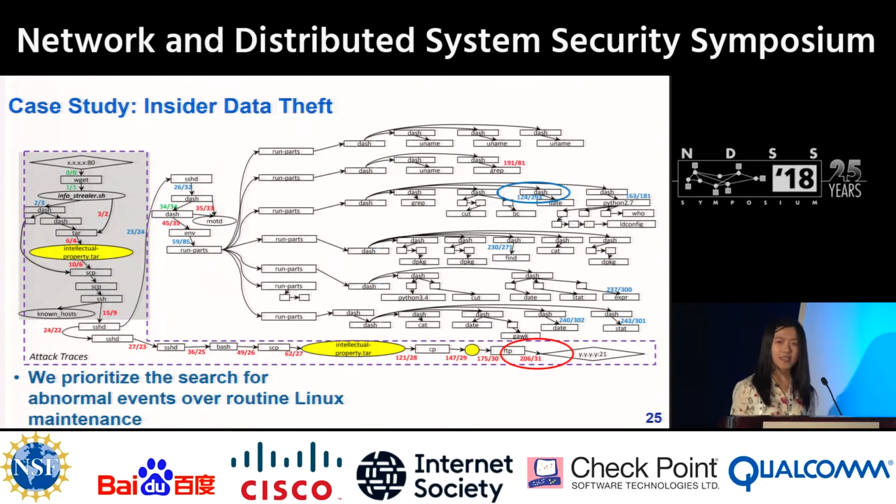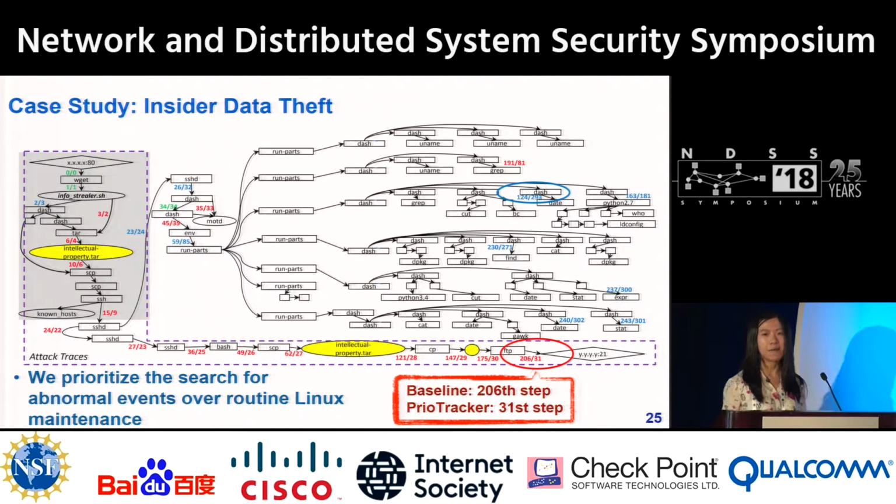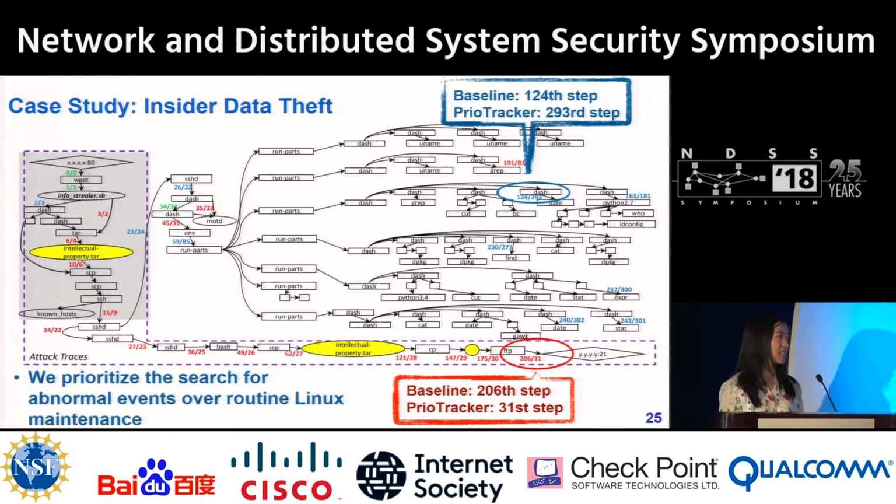Let's revisit our example here. You can see that to reach the final step in the attack, our PRIOTRACKER only takes about 30 steps, but the baseline takes over 200 steps. This is because they investigate the normal activity and spend a lot of time there. So our approach is able to prioritize the search for abnormal activities over the Linux routine maintenance.